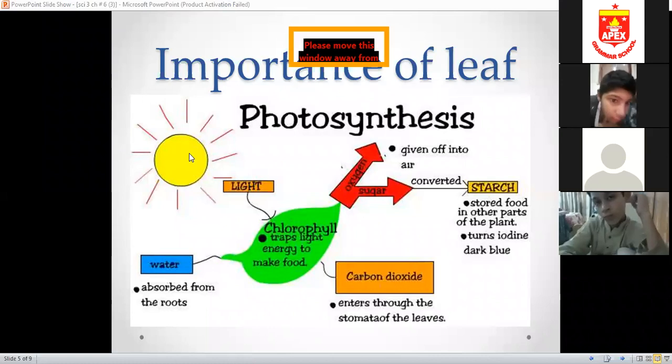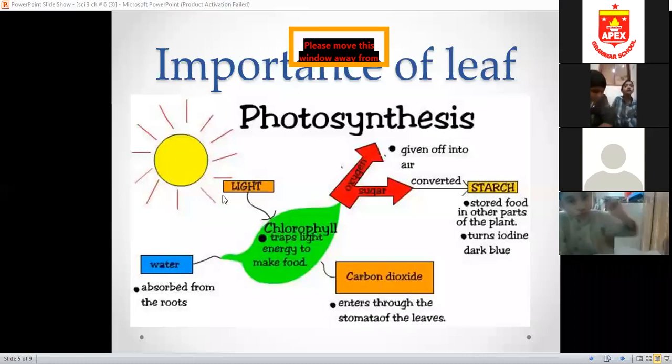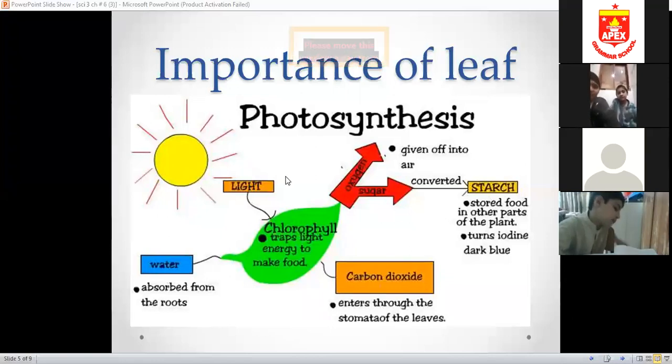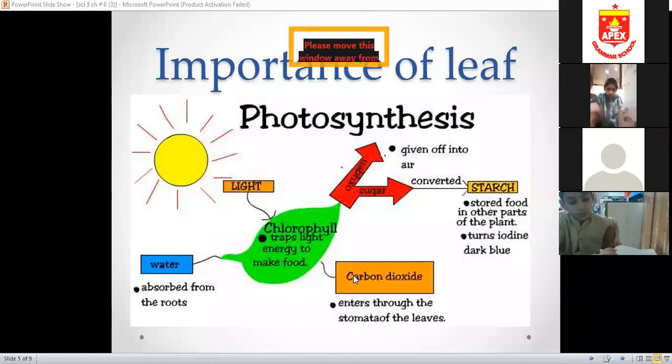Here you can see a leaf of a plant, and when the sunlight falls on that leaf, the chloroplast, as I told you, traps the light energy to make food. From the atmosphere, two things are basically necessary for this process. The first one is light, which comes from the sunlight, and from the outside environment we get carbon dioxide gas. It enters through these tiny pores.